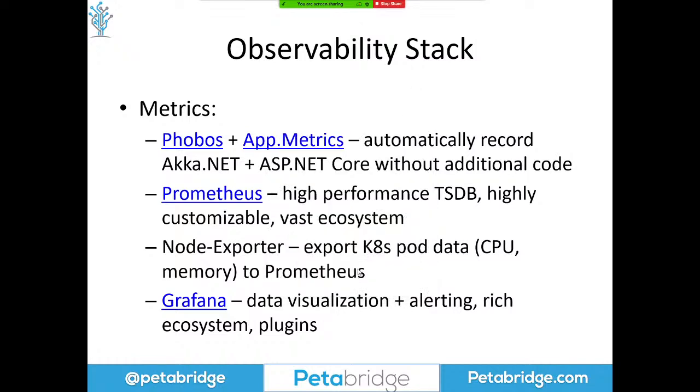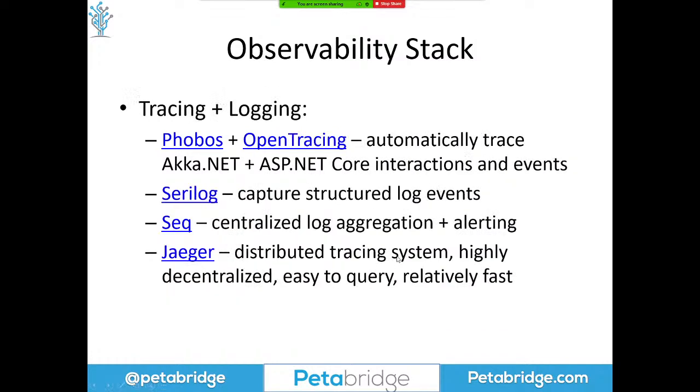So we're going to spend a bit of time going through all these tools today for the metrics side of the equation. The other side we're going to take a look at is tracing and logging. So again, we're going to use Phobos plus the OpenTracing standard. Specifically, we're going to use Jaeger, which is an open source distributed tracing system that is highly decentralized, easy to query, and relatively fast.